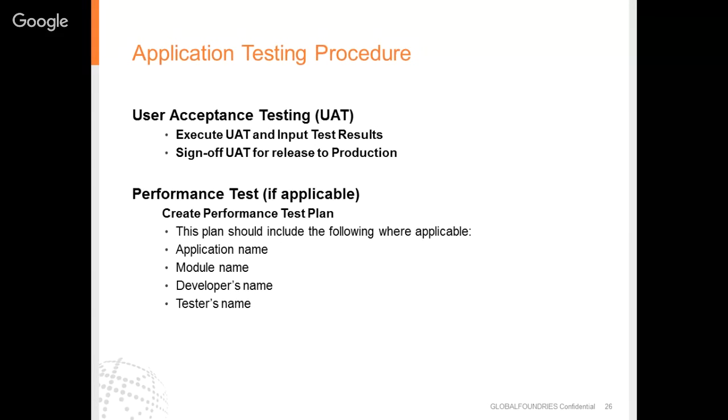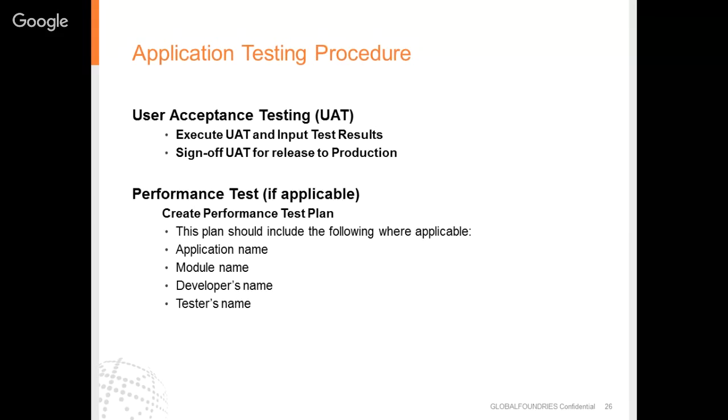So as part of user acceptance testing, users are expected to execute the UAT, input the test results, and sign off UAT for release to production. A performance test may be included if applicable, for which we have to create a performance test plan.